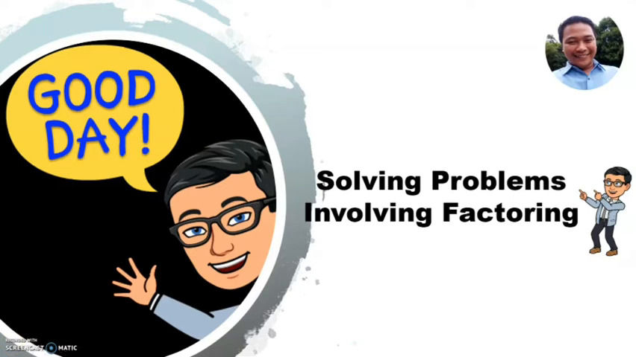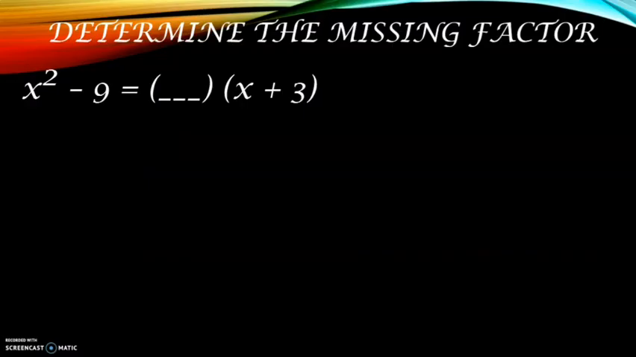Let's start the discussion with a short review on factoring polynomials. So determine the missing factor. We have here x squared minus 9 is equal to blank multiplied by the quantity x plus 3. Now what is the missing factor? Very good, it's x minus 3.